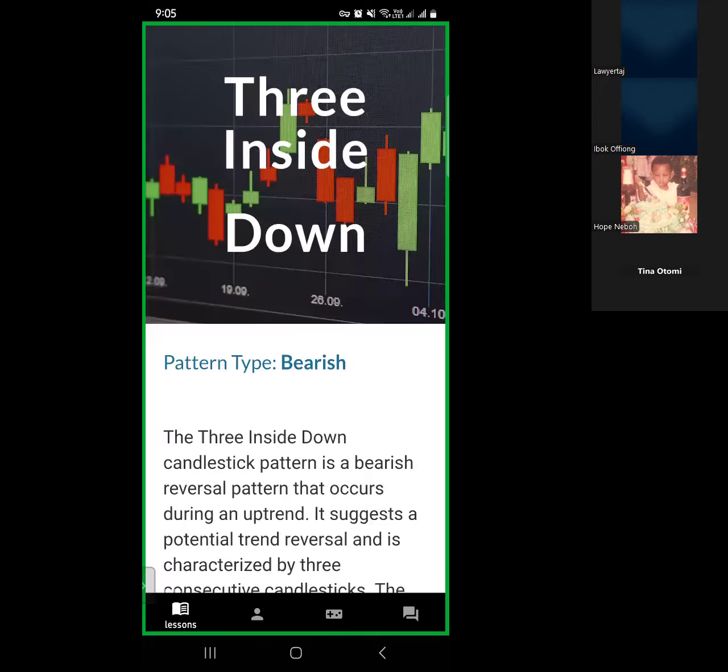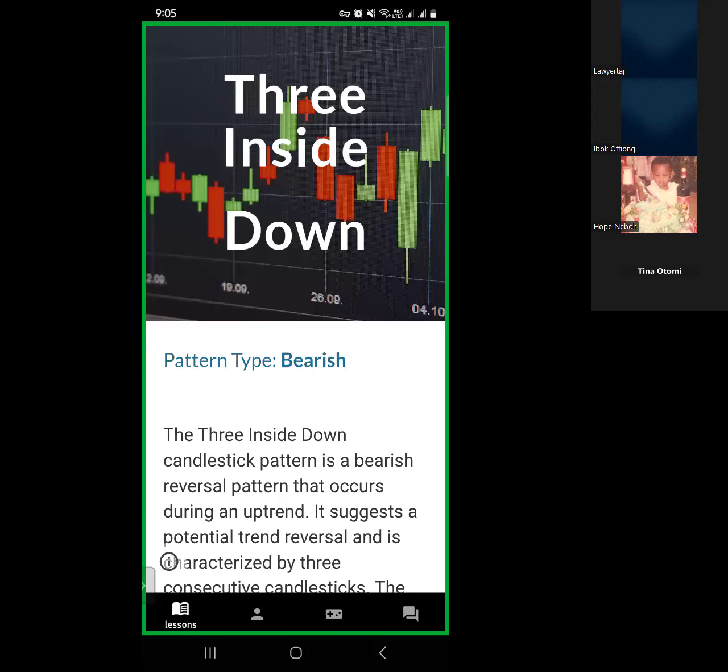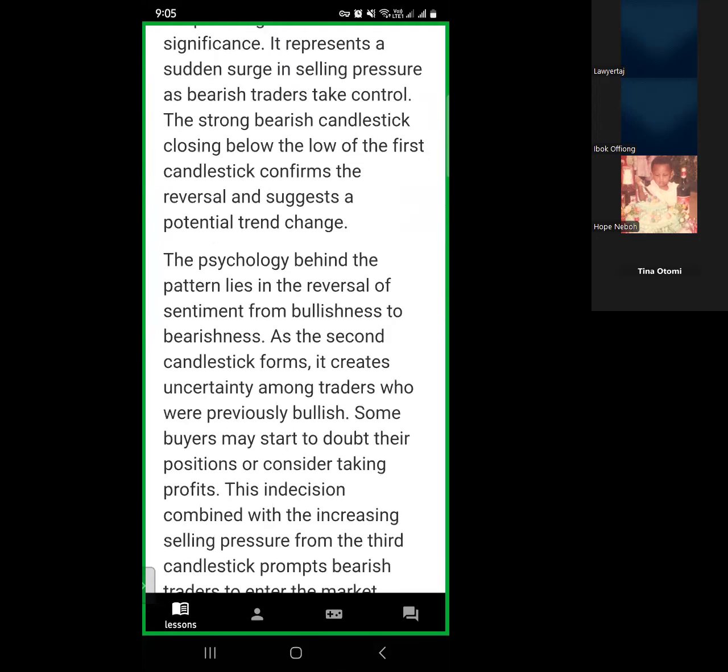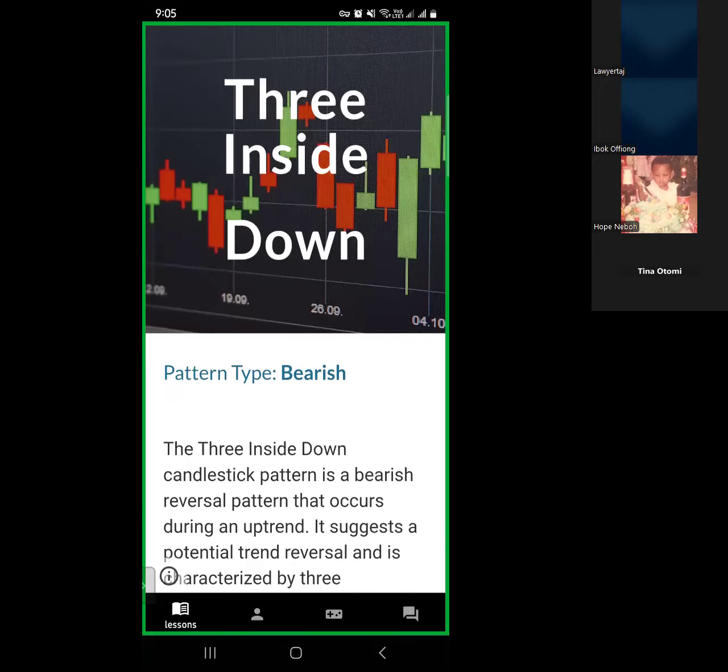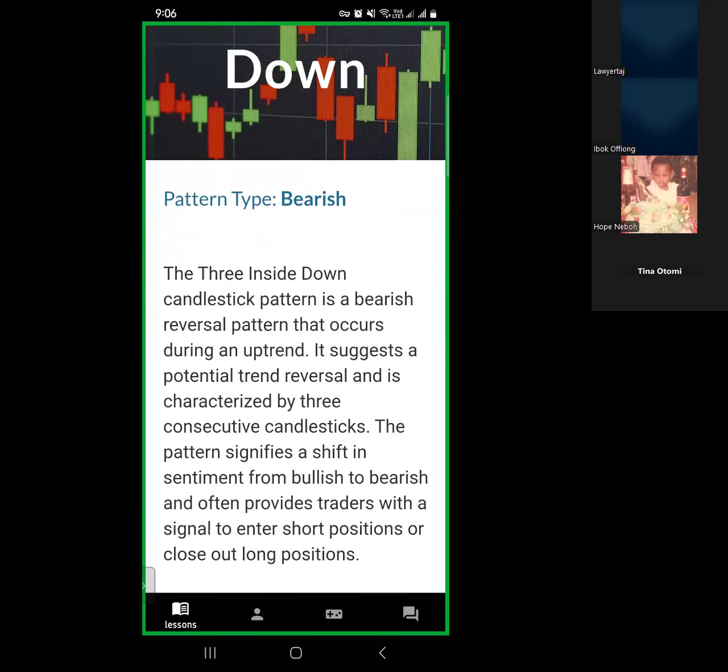Three inside up, three inside down. Okay. Right, the three inside down is a bearish candlestick pattern. The three inside down candlestick pattern is a bearish reversal pattern that occurs during an uptrend. So that means that when you see such a pattern being created and there's an uptrend, the market wants to go down.